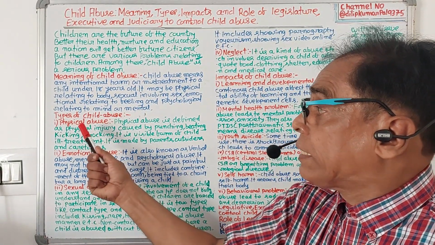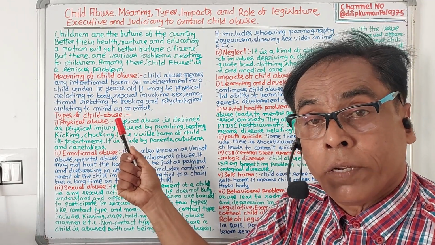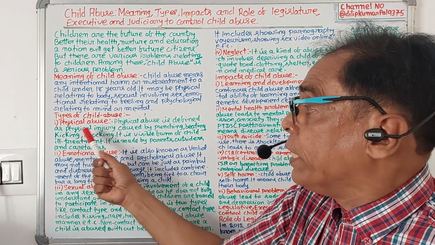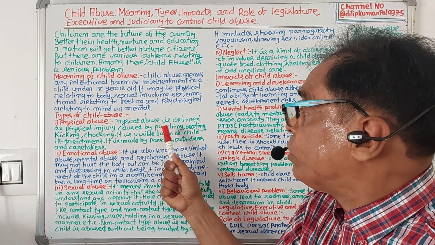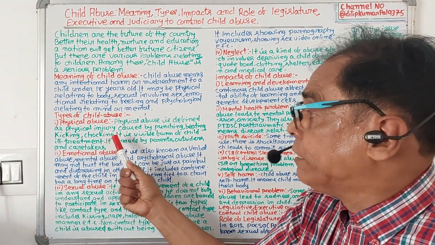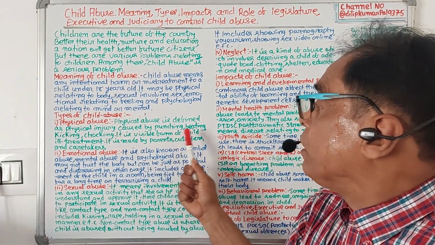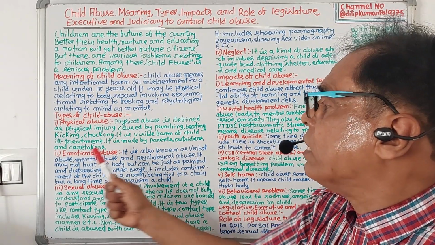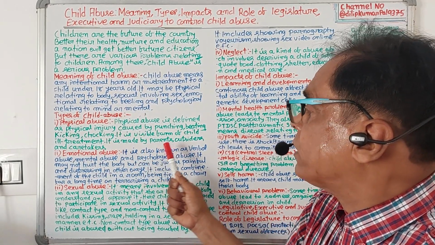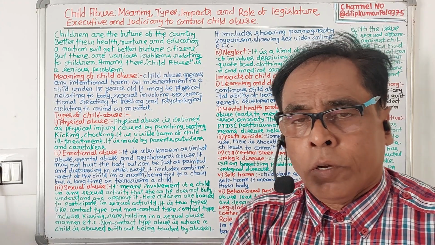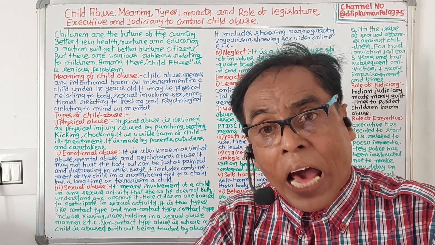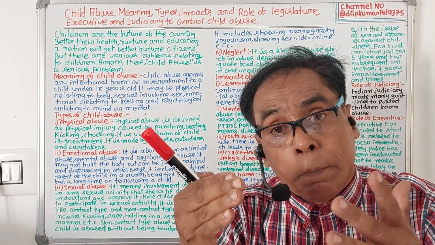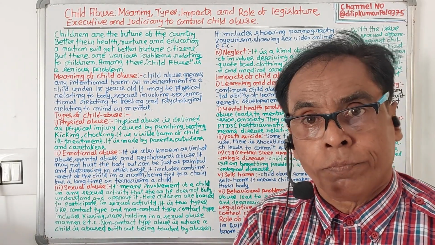Now discuss types of child abuse. Child abuse is of 4 types. Number 1, physical abuse. Physical abuse is defined as physical injury caused by punching, beating, kicking, choking. It is a visible form of child ill-treatment. It is made by parents, outsiders and caretakers. Whenever there is any harm to the body of the child, it is known as physical abuse.